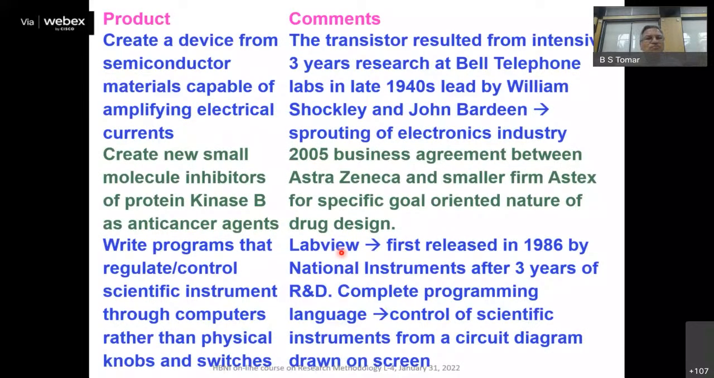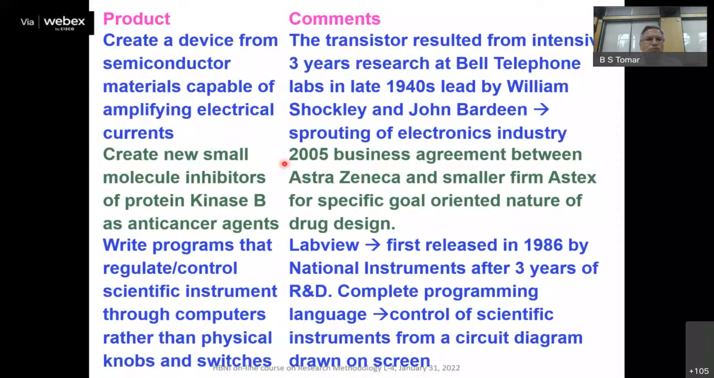For example, and not only in daily life, you have a lot of developments also, like create a device from semiconductor materials capable of amplifying electrical currents. So the transistor is a classical example of that, which resulted from intensive 3 years of research at Bell Telephone Labs in the late 1940s, which was led by William Shockley and John Bardeen, and ultimately led to the sprouting of the electronic industry.